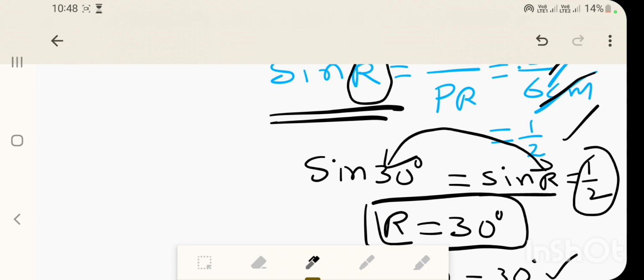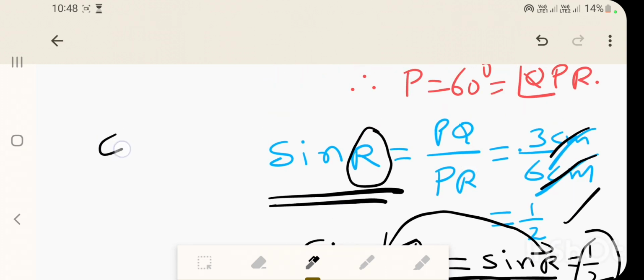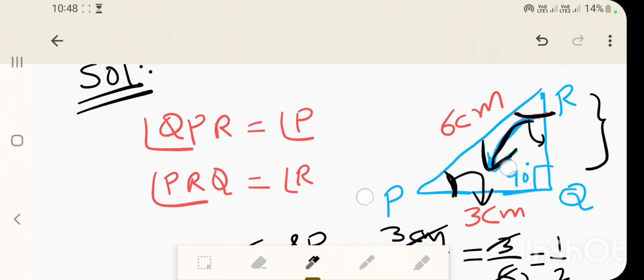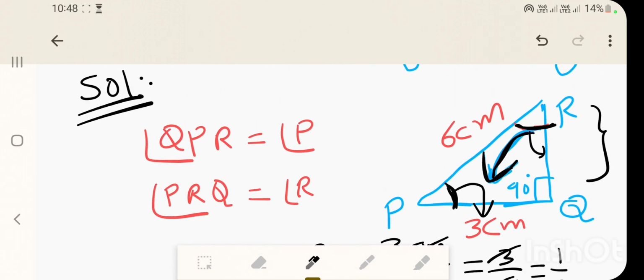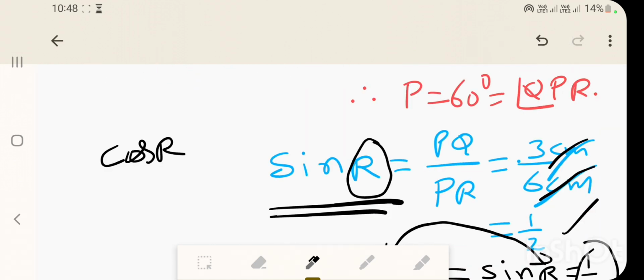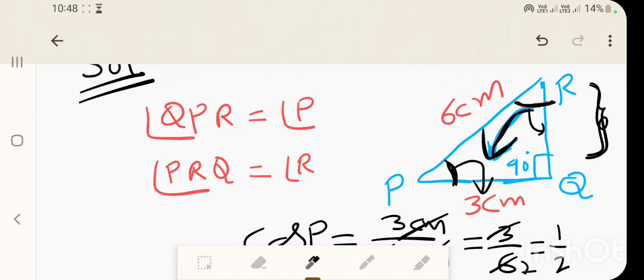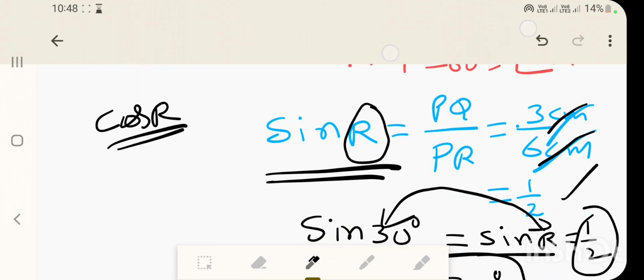Here, in place of sin R, we can't take cos R to calculate. We should not take cos R because cos of angle R is the adjacent side QR divided by the hypotenuse, but QR is not given here. Otherwise, you would have to calculate the value of QR first, then use cos R, which will become more lengthy in the examination.